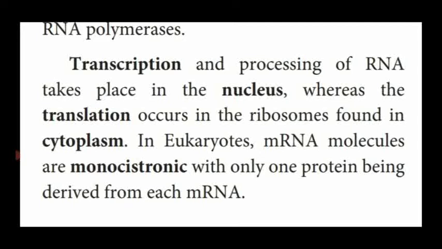In the eukaryotic cell, the mRNA molecules are monocistronic. So monocistronic means they carry only one protein derived from each mRNA. So the eukaryotic mRNA is known as monocistronic. They carry only one type of protein. That's why mRNA strands are named monocistronic molecules.